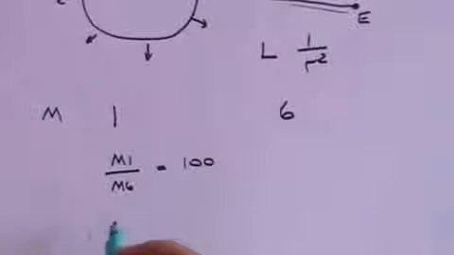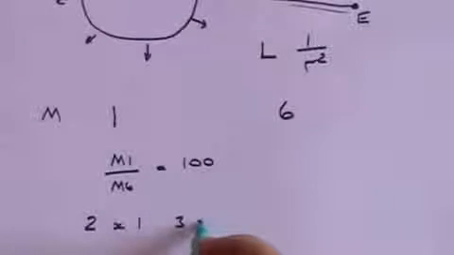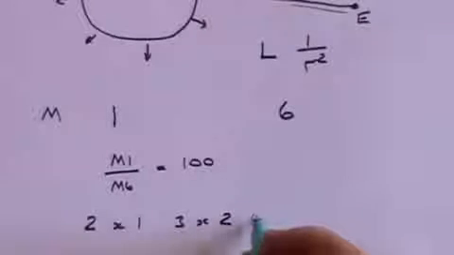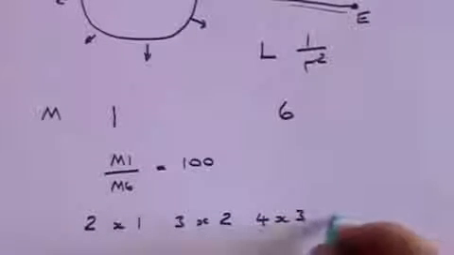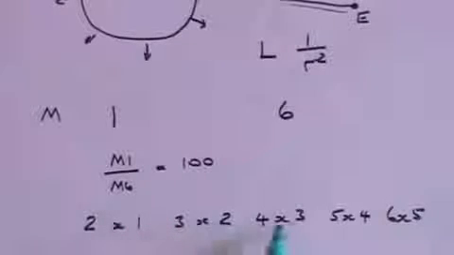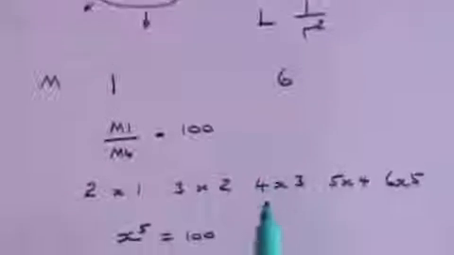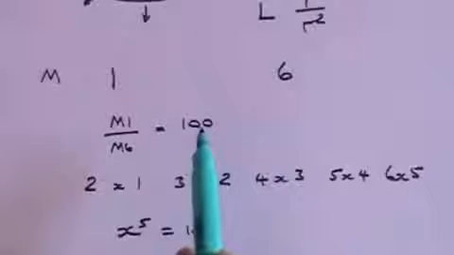But what it also means is that if 2 is x times greater than 1, and 3 is x times greater than 2, and 4 is x times greater than 3, and 5 is x times greater than 4, and 6 is x times greater than 5, then you've got 5 lots of multiplication of x. In other words, x to the 5th is equal to 100, because if you multiply by x, by x, by x, by x, by x again, you've got 5 lots of x, so it's x to the 5th, and that will equal 100.